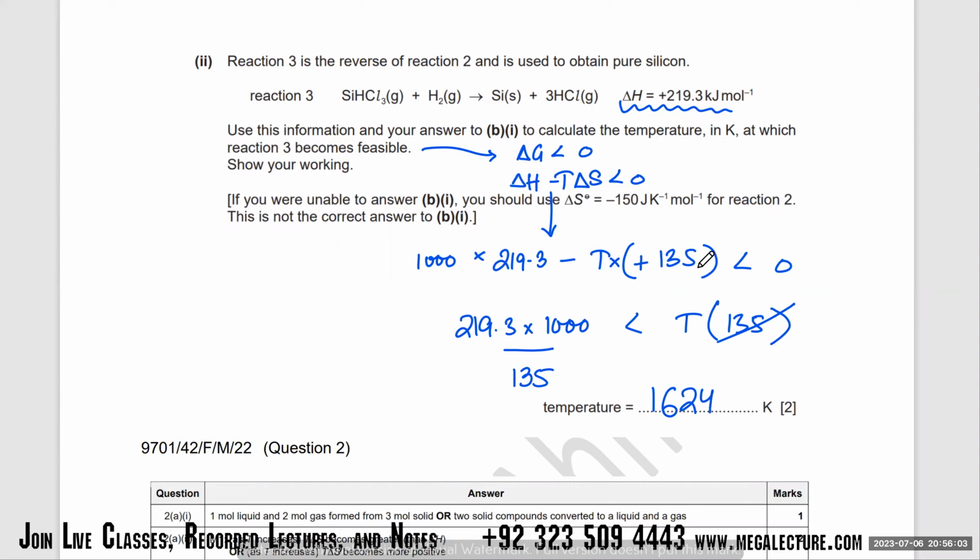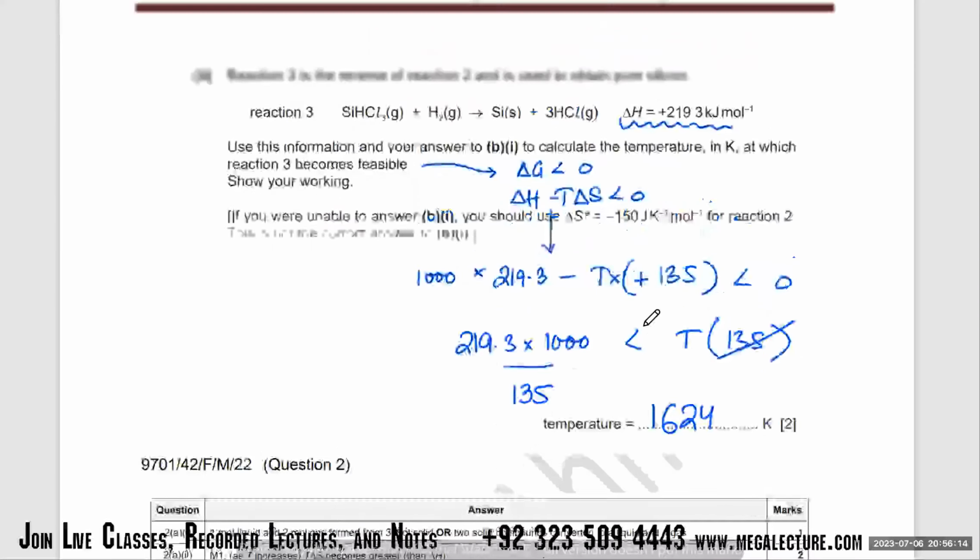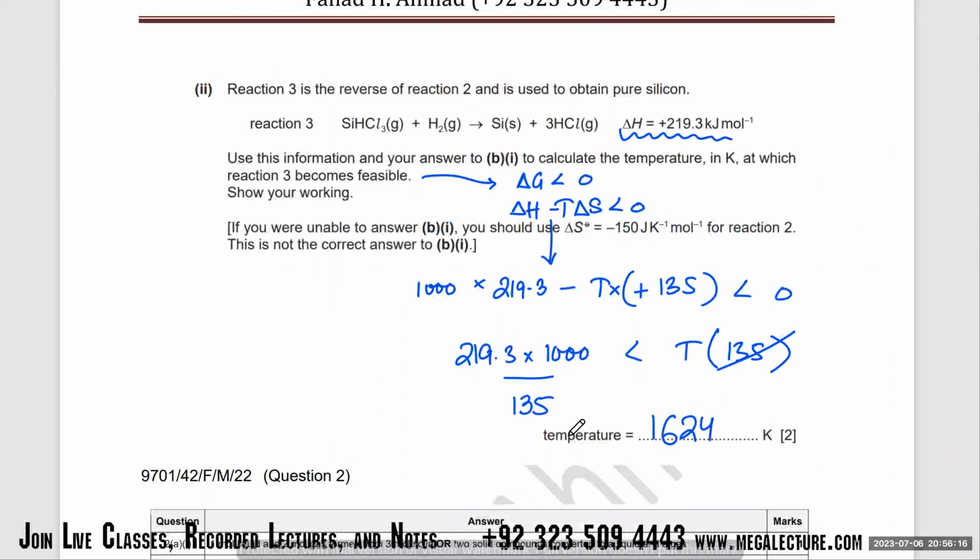So that's your calculated temperature in kelvin at which the reaction becomes feasible. That's 1624, or any temperature that's greater than 1624. Okay, clear? That's a simple application of Gibbs free energy. Is this clear, Saad? Is this clear, Beth? Harun, Tasneem, is this clear? Yes.